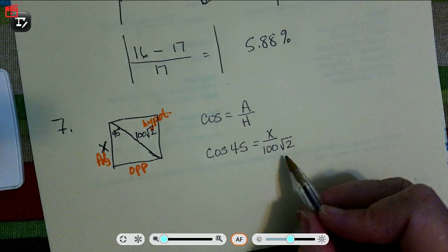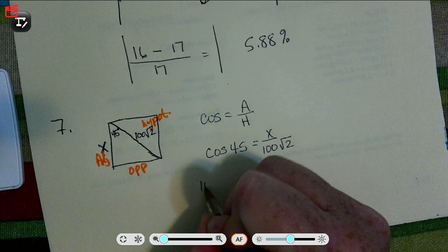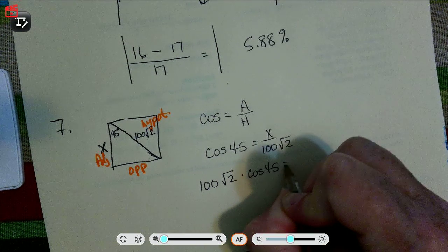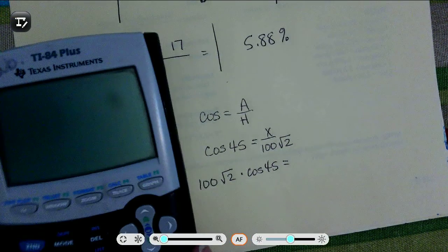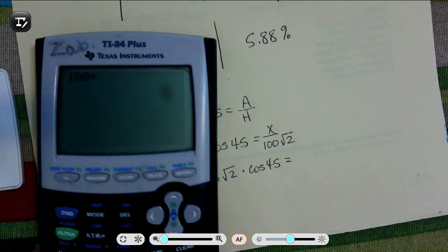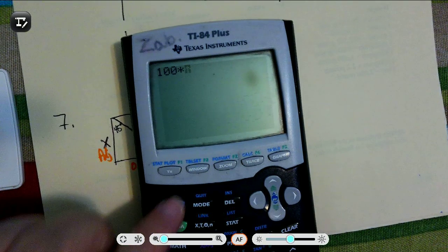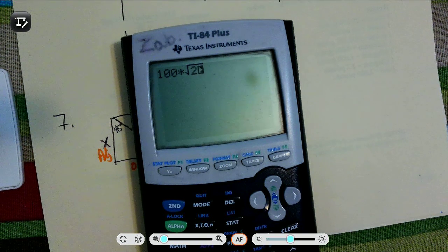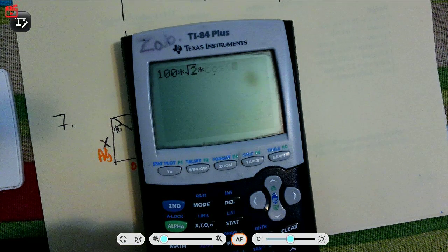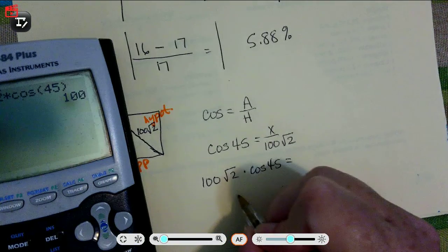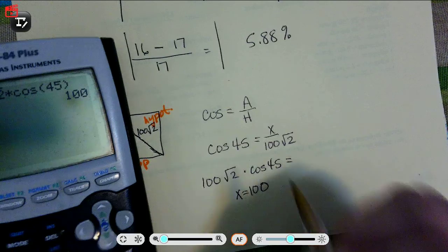In order to solve for x, I need to get rid of this, so I'm going to multiply it to the other side. So I'm going to take 100 square root of 2 times cosine of 45, and then when I grab my calculator, I'm going to put in 100 times the square root of 2, and then we're going to times the cosine of 45, and that gives me a value of 100. So the side length is equal to 100.